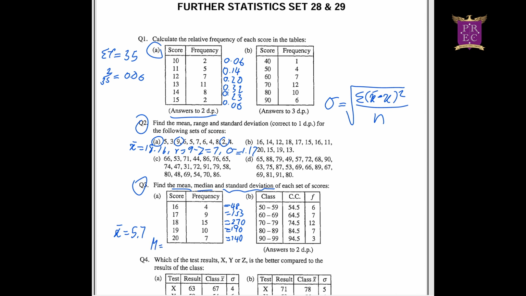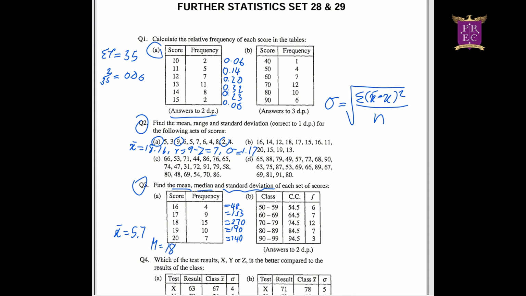Median is which one is right in the middle. 45 divided by 2 gives us 22.5. And 22.5, which one is it in? 11 plus 15 gives us 26. So we know that 22.5 is within the score of 18, so the median will be 18.